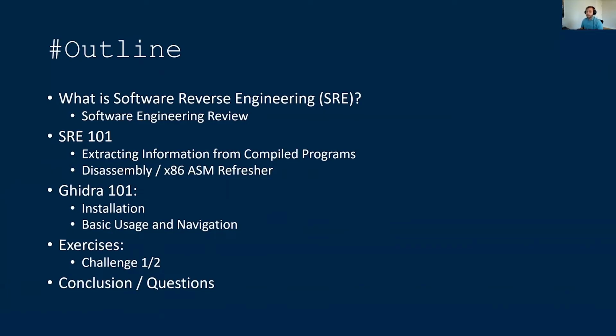So taking a look at how we can pull information out of these programs, how we can glean information from these compiled programs and start working backwards. And that's where we're going to get into Ghidra. We're going to talk about how to install it and then how to use it with a couple of exercises that we'll work through together. And then finally at the end, we'll take some questions and walk through everything that we learned throughout today.